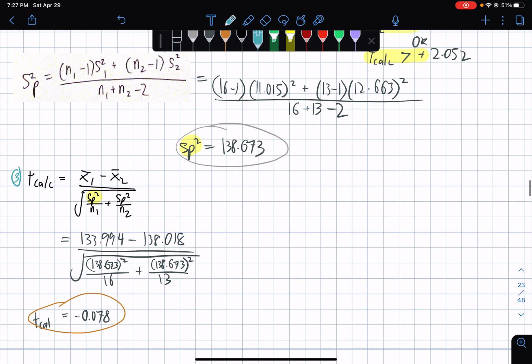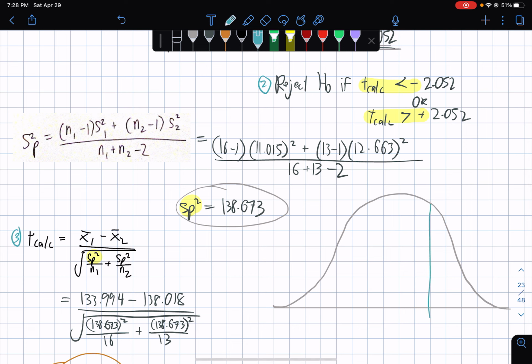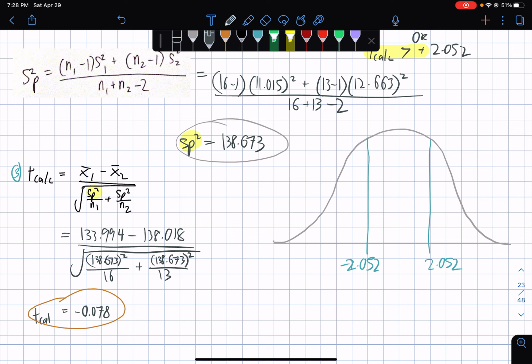So that is for step 3. Step 4, one easy way to analyze whether or not we reject the null hypothesis, H0, is to draw something like this. Because it's a two-tailed test, we write on both sides 2.052 and negative 2.052. And then we plot the location of the TCalc, which is negative 0.078, somewhere over here.